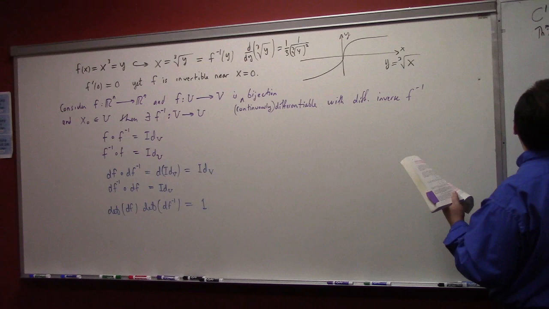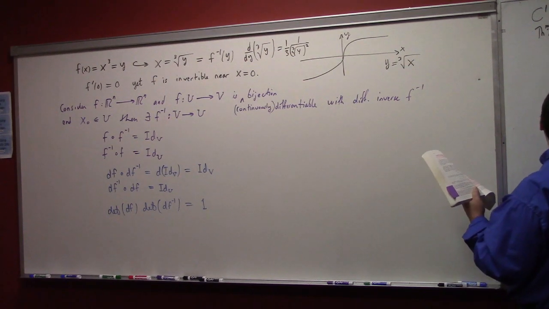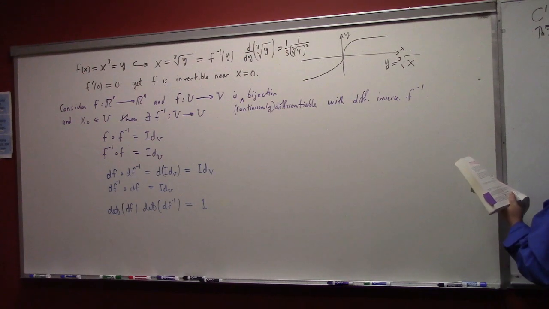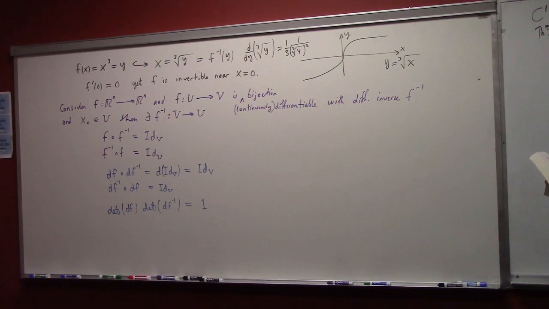F is locally invertible at A if the differential at A is invertible. This is not an if and only if either, right? I mean, anyway.